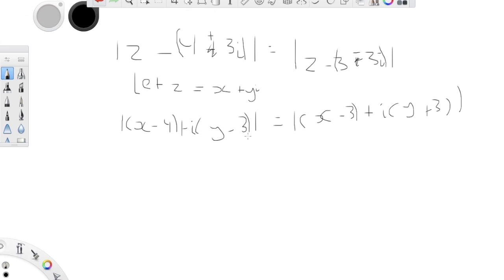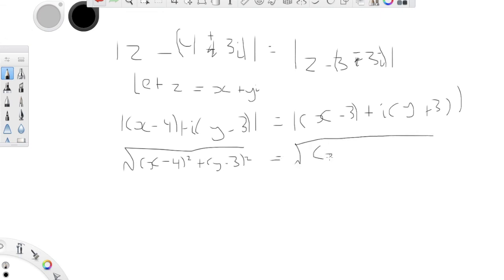All right, so let's take this into Cartesian form. We'll figure out the modulus. So x minus 4 squared plus y minus 3 squared equals, and we can just get rid of the square root in the next step when we expand it, x minus 3 squared. Remember the i sign disappears. Plus y plus 3 squared.